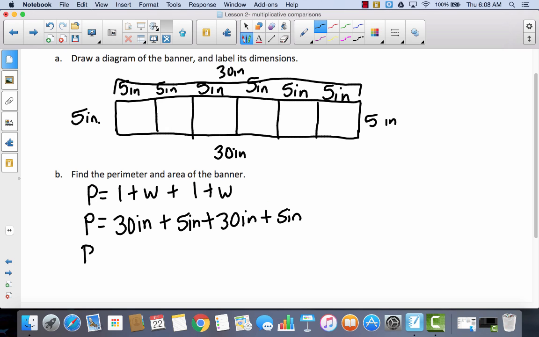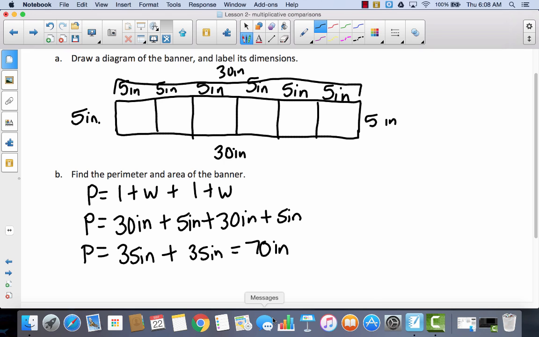Now again, I'm going to go ahead and add these two together because 30 plus 5 is 35. You can do it any way you want to. I'm going to say 30 plus 5 plus 30 plus 5, which is 35 plus 35. Well, I know 3 10s plus 3 10s equals 6 10s, and 5 1s plus 5 1s equals another 10. So I've got 6 10s plus 1 10, which equals 7 10s, which equals 70 inches.